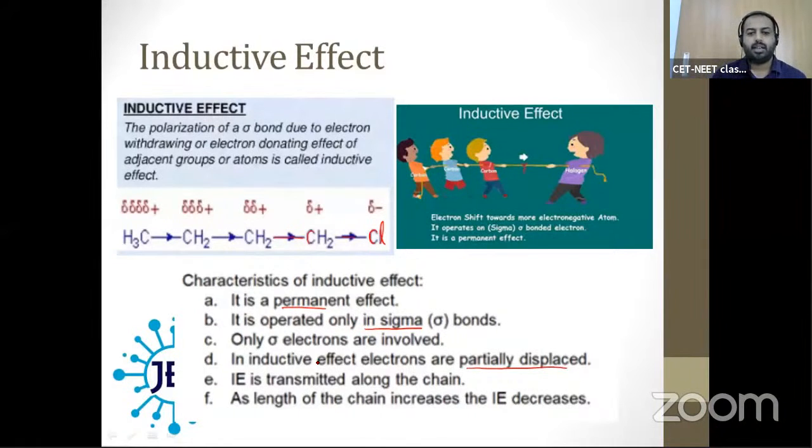Then, as the length of the chain increases, the inductive effect decreases. Important point: the inductive effect is distance dependent.